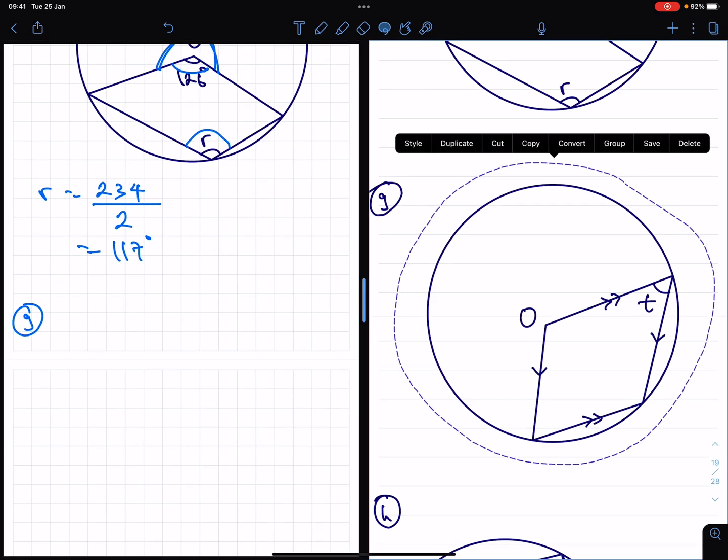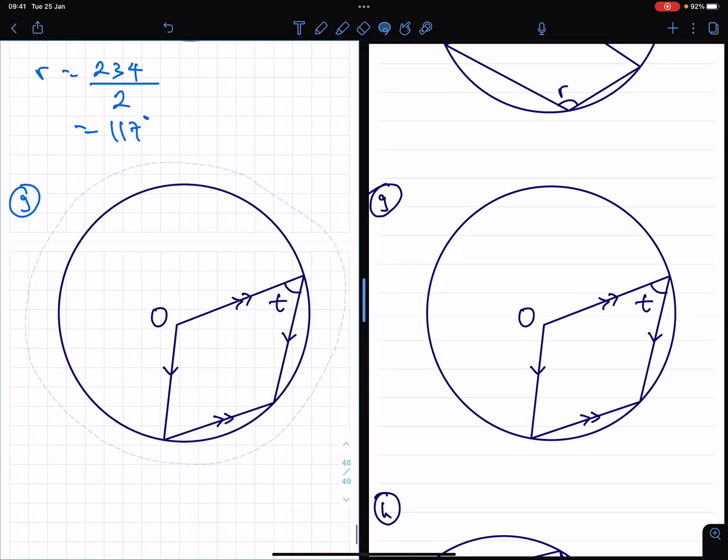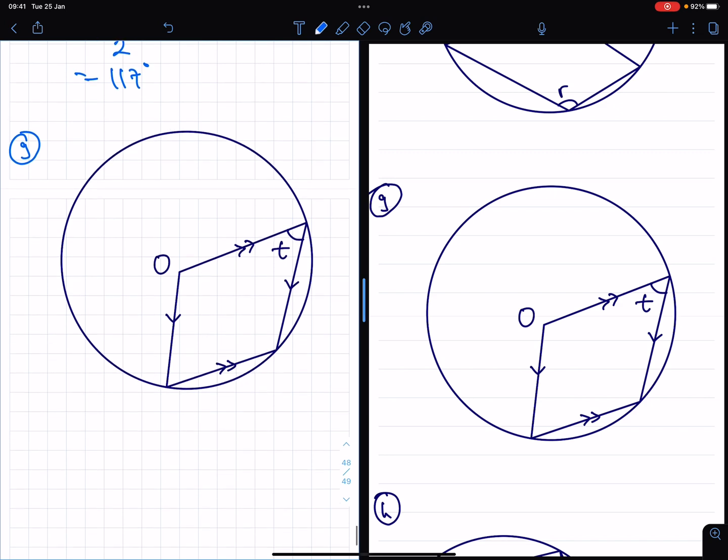Question G. How do we find angle T? To find angle T, first of all, I can construct another radius here. If I construct another radius here, that means this angle will also be T, base angles of this isosceles triangle. If this angle is T, I know that this line is parallel to this line. That means this is a transversal, and that simply means this angle and this angle are also equal.